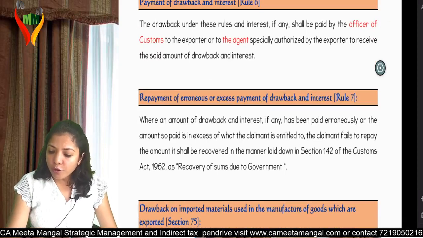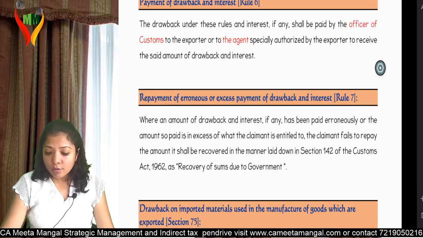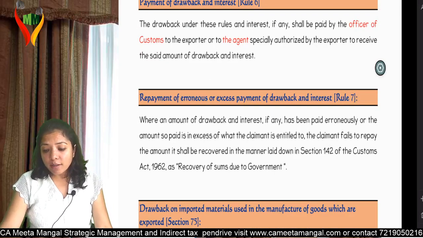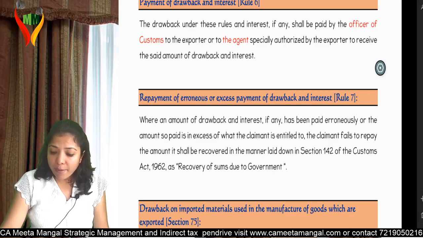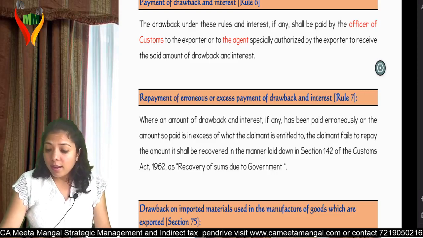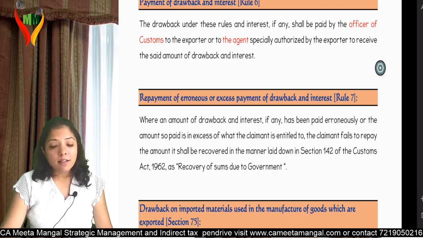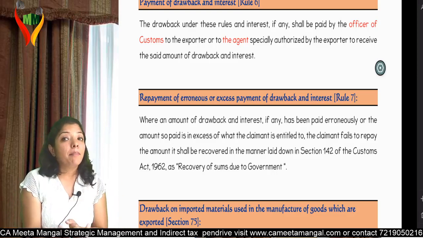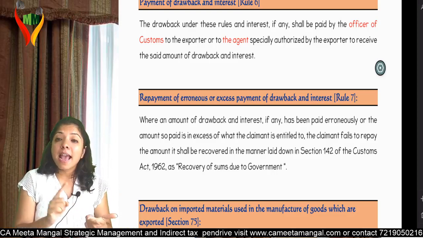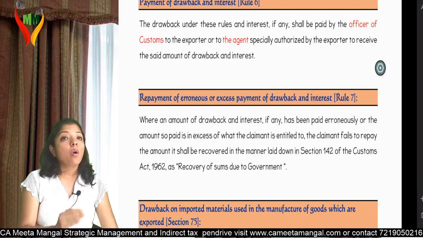Where an amount of drawback and interest, if any, has been paid erroneously, or the amount so paid is in excess of what the claimant is entitled to, and the claimant fails to repay the amount, it shall be recovered in the manner laid down under section 142 of the Customs Act, recovery of sums due to the government. Boss, you have to give the money back. Erroneous, excess money given by the department to you, you have to give back along with the interest.